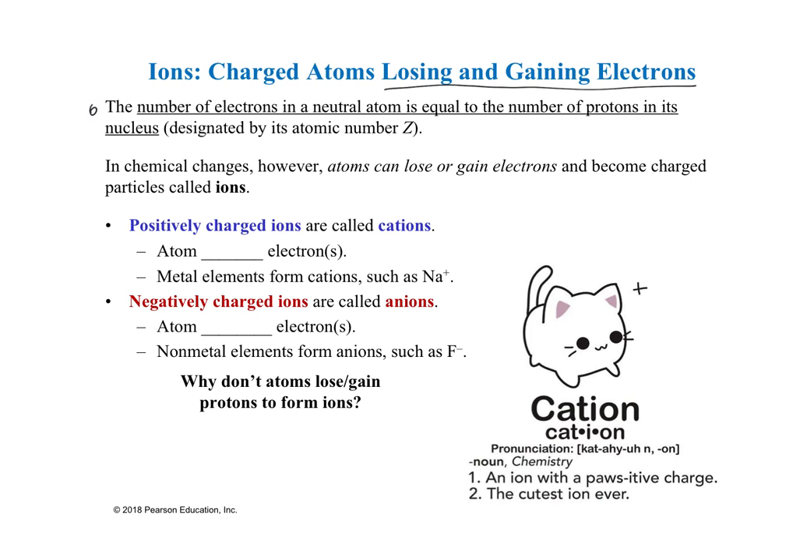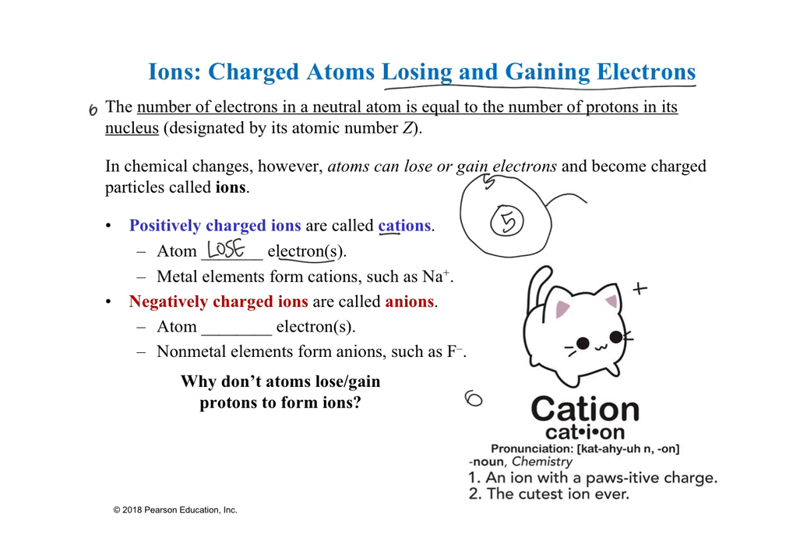When an ion is positively charged, it's called a cation. I remember that because of this cute little cat. So cations are positive, right? And this happens when an atom loses electrons, right? If we think about it, electrons are negatively charged, so if I take an atom, let's say I have 5 protons, 5 electrons.